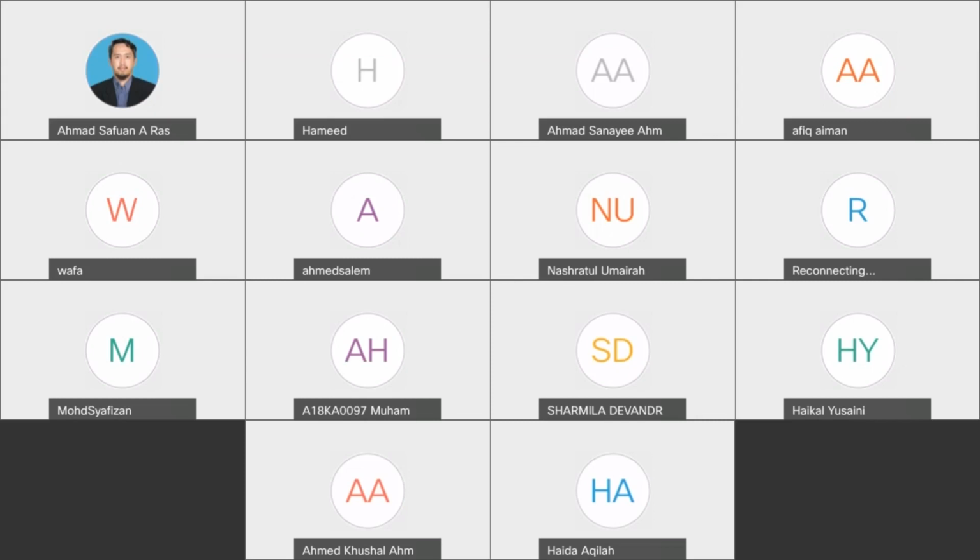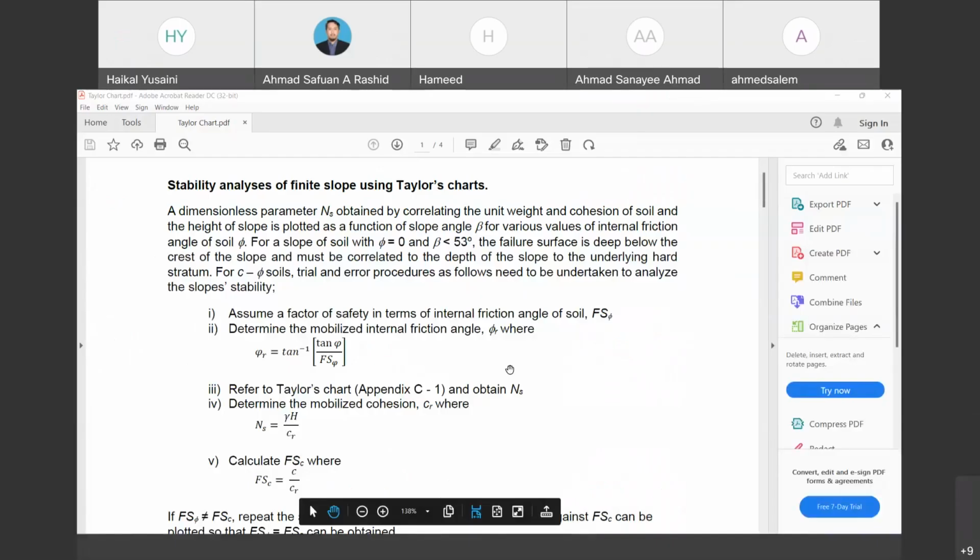Okay, so for stability analysis of a finite slope using the Taylor chart, this example is obtained from Dr. Kamarudin's reference book. We look at this example and then move to another example from Dr. Noli Gofar. A dimensionless parameter obtained by correlating the unit weight and cohesion of soil and the height of the slope is plotted.